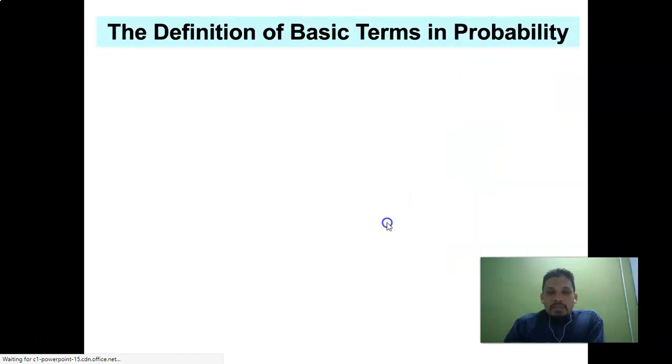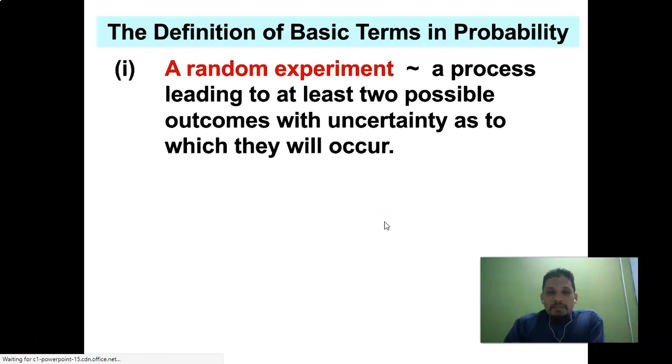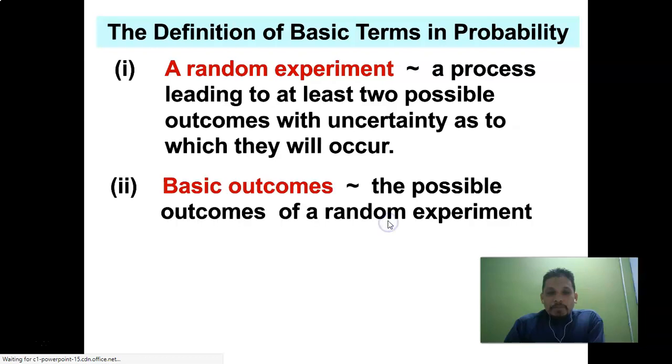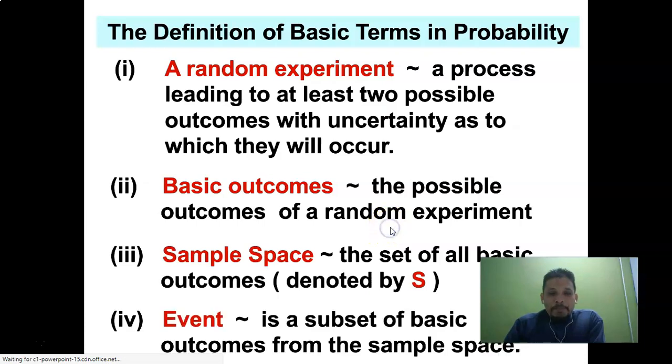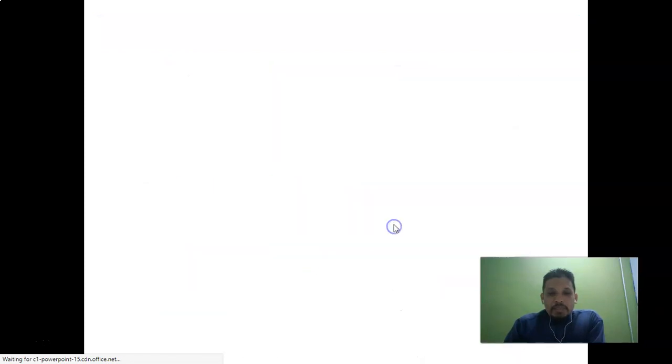The definition of basic terms in probability: a random experiment is a process leading to at least 2 possible outcomes with uncertainty as to which will occur. You can read it by yourself. An event is a subset of basic outcomes from the sample space.